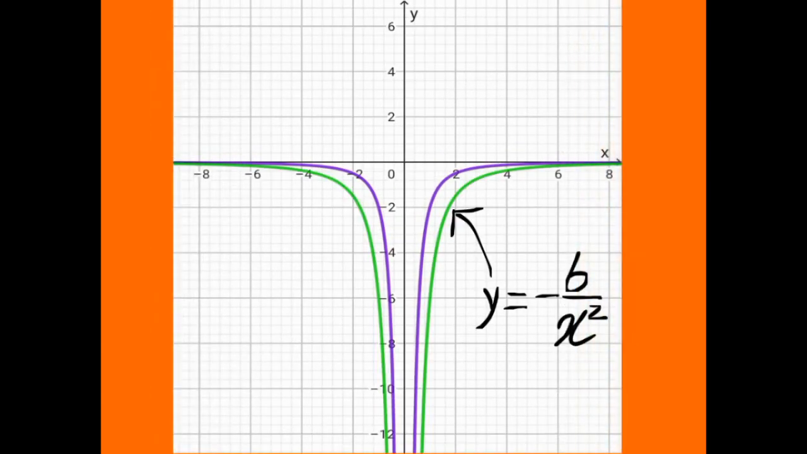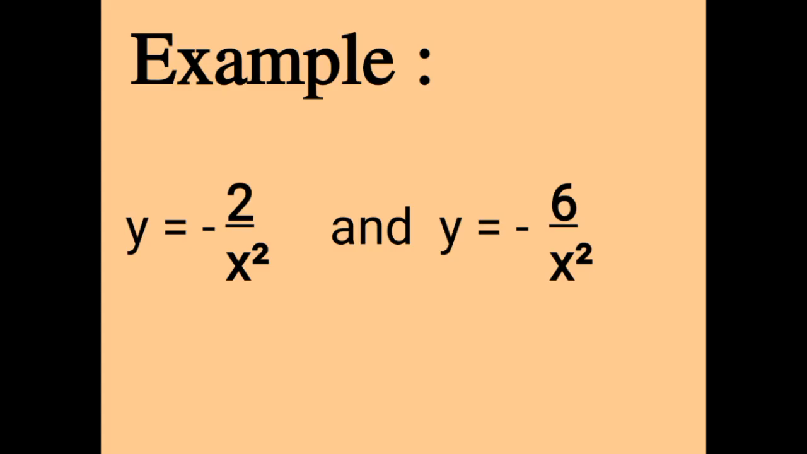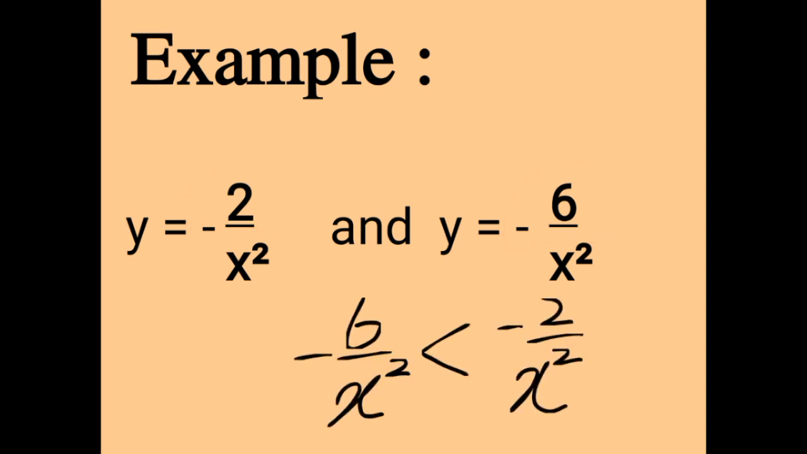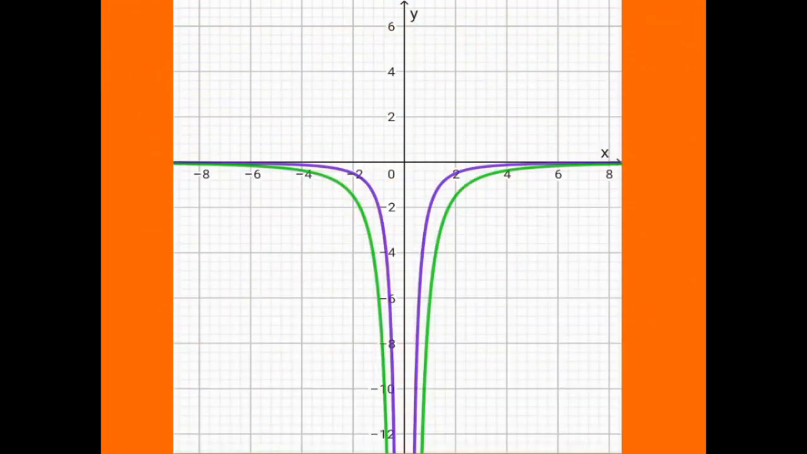This is because here x squared is always positive and the numerator of y equals minus 6 over x squared is minus 6, which is less than the numerator of the graph y equals minus 2 over x squared, and hence for all the values of x, the y values of y equals minus 6 over x squared are less than that of y equals minus 2 over x squared. So, the two graphs y equals minus 6 over x squared and y equals minus 2 over x squared would take this shape.